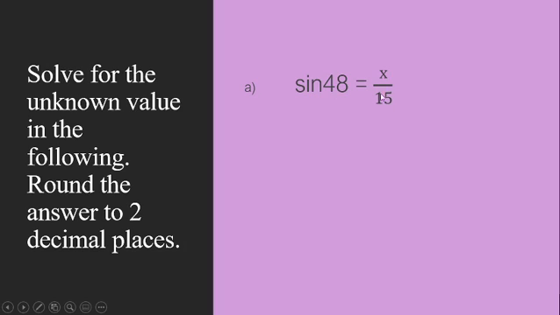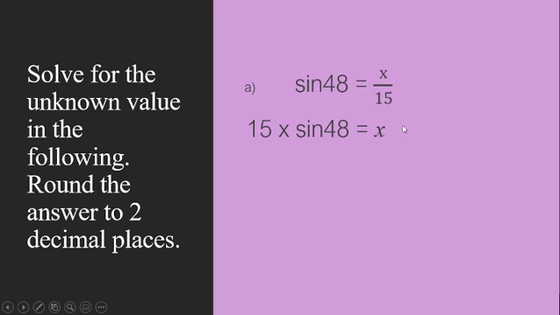Now, when you start with a fraction and your numerator is an x, this is what you have to do. You have to take the 15 and put it on this side. Because you're crossing the equal sign, you have to do the opposite of what it was doing. So this is doing divide by 15, you jump over, you're now timesing it by 15. So it looks like this: 15 times sin 48 is equal to x.